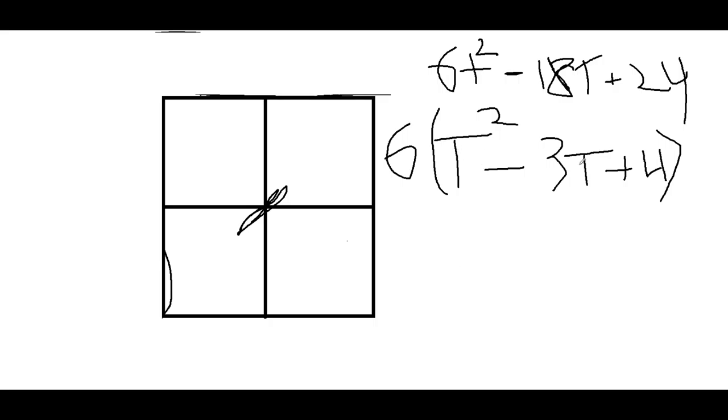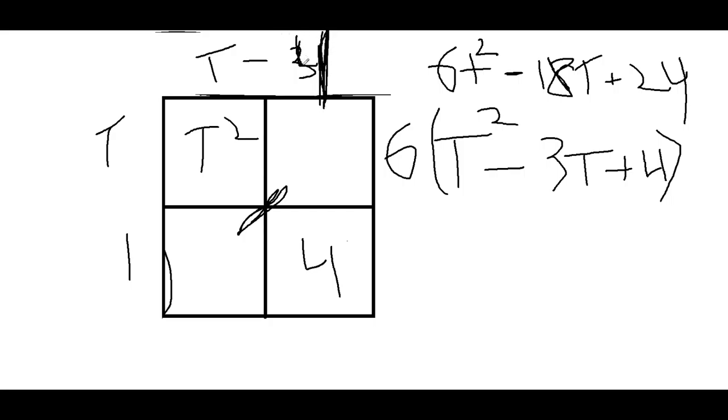M to the second power plus 3m minus 20. What makes 20? 2 and 10. 5 times 4. One of these is a plus, one of these is a minus. This makes m squared.